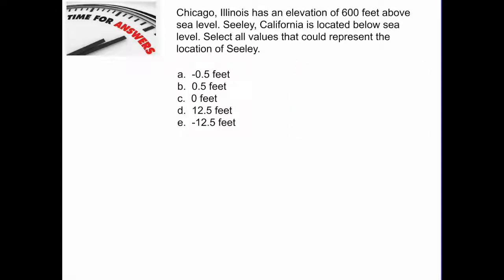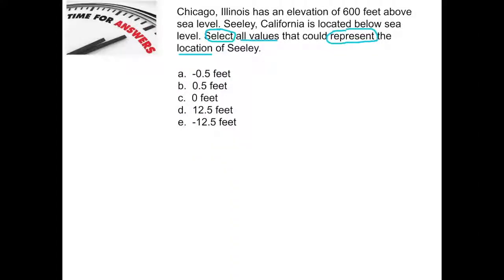Time is up. Let's take a look at the answer. So the question reads, Chicago, Illinois has an elevation of 600 feet above sea level. Sealy, California is located below sea level. Select all values that could represent the location of Sealy.